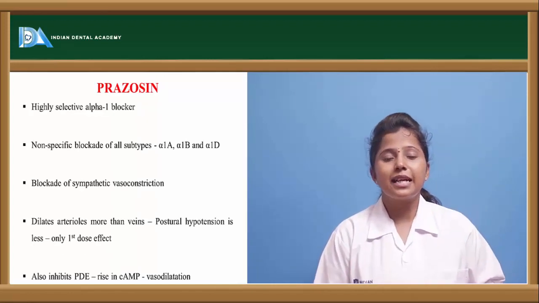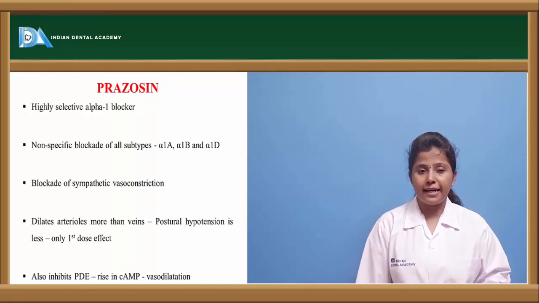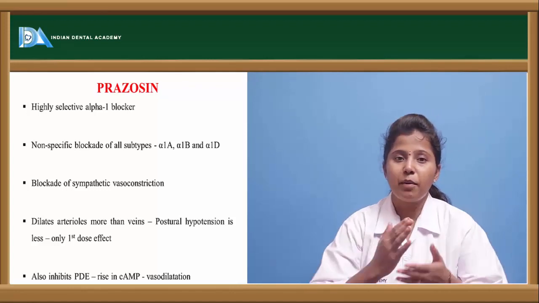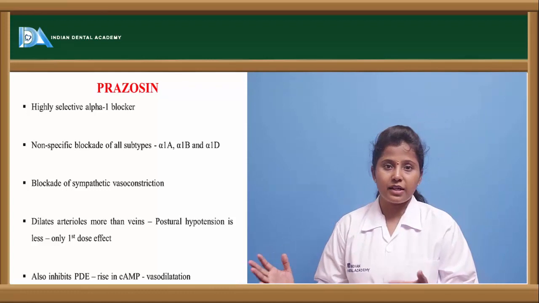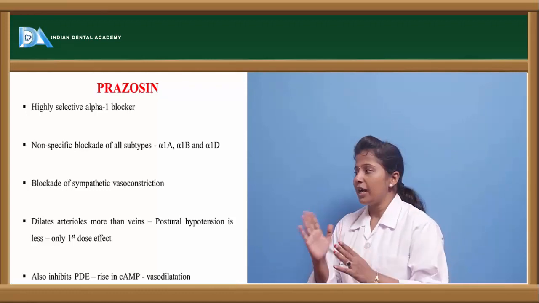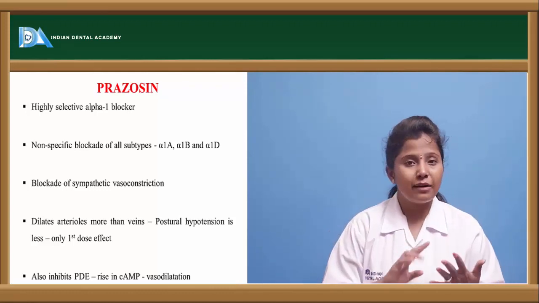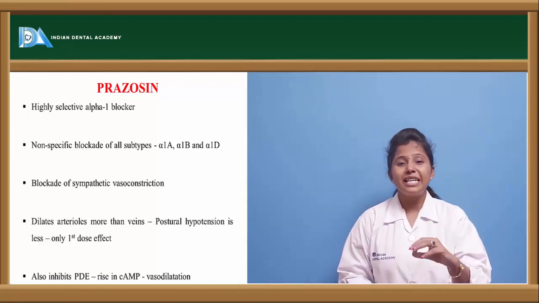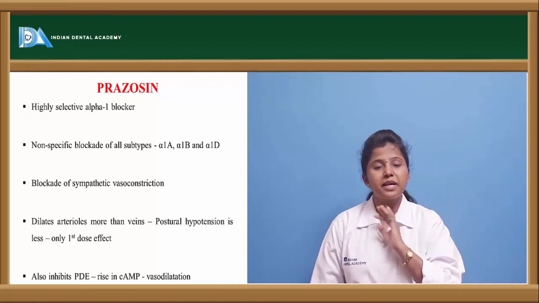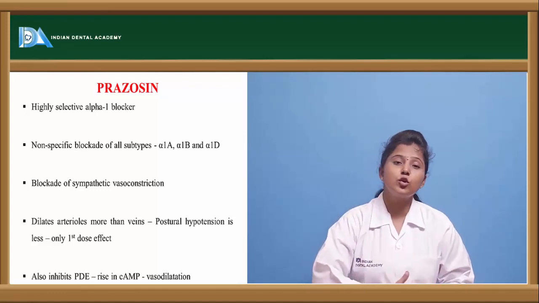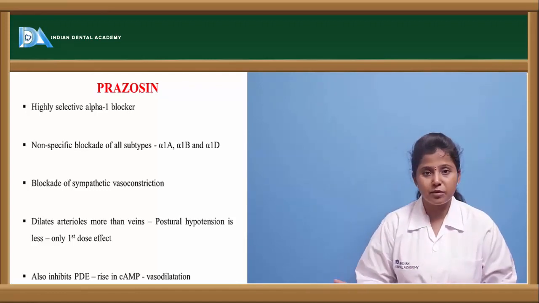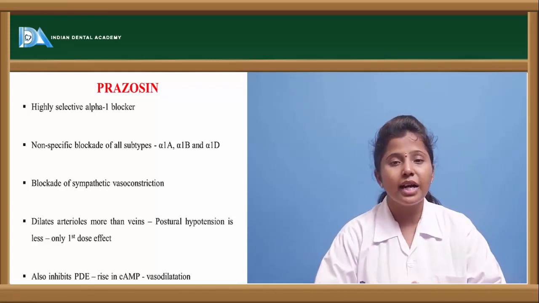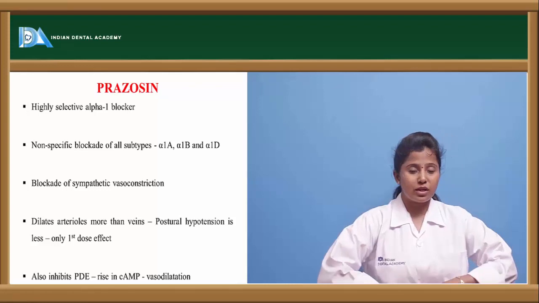Prazosin. This is an alpha 1 receptor antagonist which binds to all alpha 1 receptor types. In alpha 1 we have alpha 1A, alpha 1B, alpha 1C as well as alpha 1D. It is very selective, in that it only binds to alpha 1 receptors, but it binds to all types of alpha 1 receptors. And because of this blockade, there will be reduced sympathetic vasoconstriction.